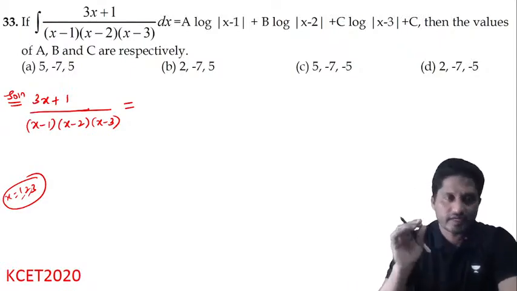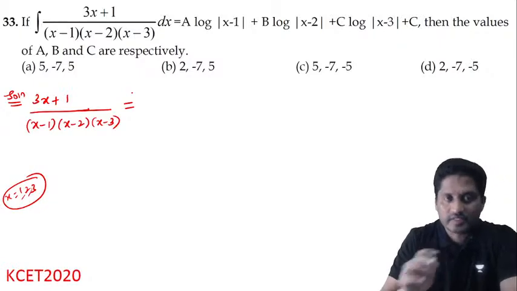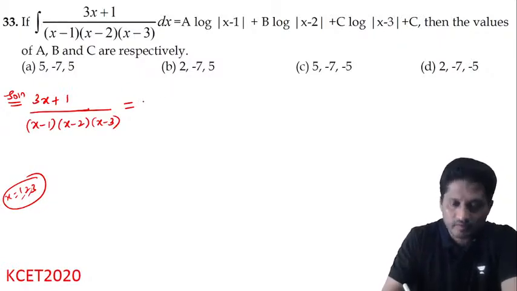You put the first root, x is equal to 1. If you put x equal to 1 here, in the numerator you will get 3 plus 1, 4. Denominator x minus 1, don't substitute here, otherwise it will be 0. 1 minus 2 is minus 1. 1 minus 3 is minus 2. Once you are done, you put plus.